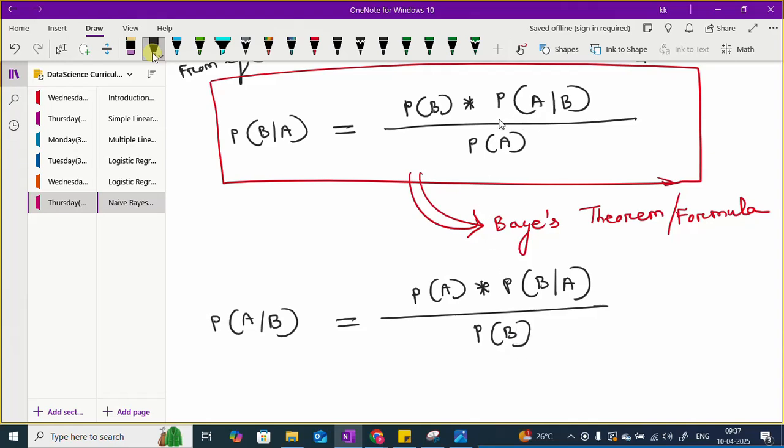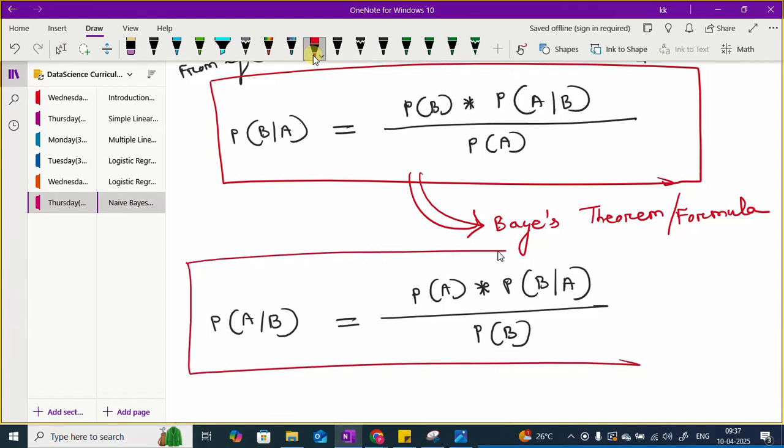Just finding this one. Probability of A given B is equal to, I multiply with this one: probability of A into probability of B given A, and obviously this is numerator coming to denominator, probability of B. So this is also Bayes theorem, right? So you write in whatever the notation or format, both are the same. This is also Bayes theorem.